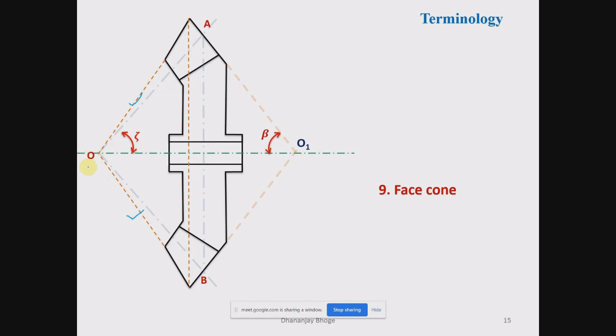आणि हा जो कोन तयार झालेला आहे, this is face cone. कोन कुठे एंड करायचा, लार्ज एंडला, not at the small end. फेस म्हणजे outer side of the teeth. So the generators which we will produce from the face of the teeth, they will meet each other at the apex of cone, and the triangle obtained or the cone obtained is called as face cone. To show the face cone, vertical line काढायची गरज नाही.